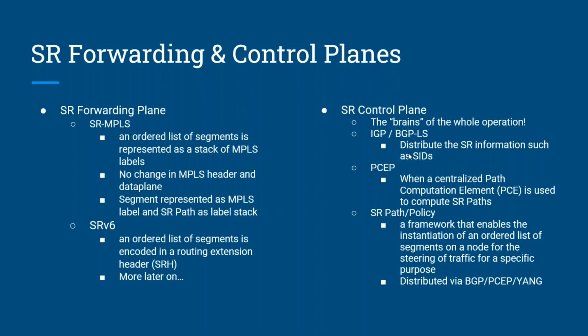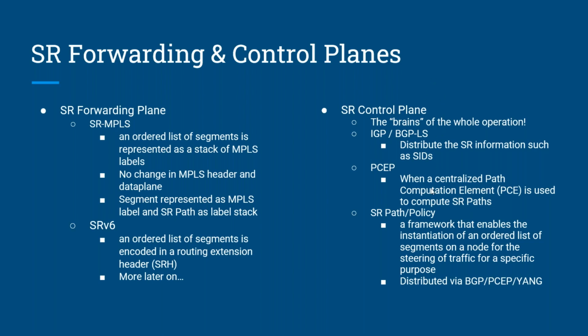So SR MPLS doesn't change anything. It basically says that an SR segment can be represented in the form of an MPLS label. And thus, you don't have to actually change anything in the MPLS header. Everything remains the same. And the whole segment list that we were talking about can be put as a label stack in the SR MPLS forwarding plane. And in case of SRv6, there we need to actually change something. We need to add a new routing extension header called SRH, and that will be covered by Darren, so I will not go in depth about that.